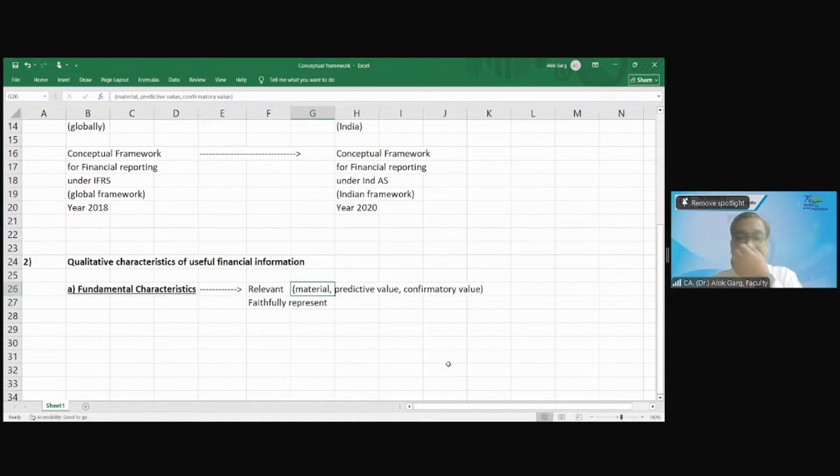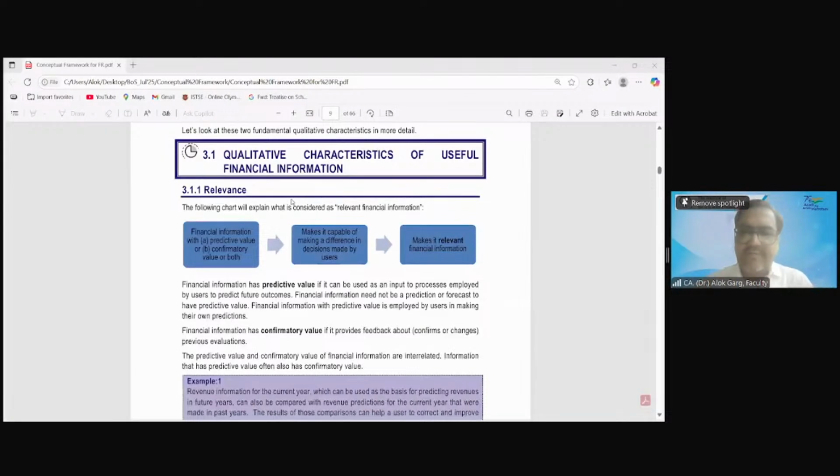Which 3 aspects did I mention? The information should be material information. It provides predictive value. It provides confirmatory value. Predictive value or confirmatory value, right? Correct? Material information, you understand? Material, you understand? Yes, sir. It affects the financial decision of the user.